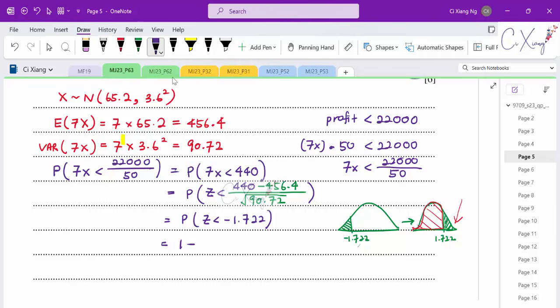Let's continue. I have to take 1 minus 0.9575, which is the red color area that I show here. When you take 1 minus, you can get the small green area on this side, which is also the same as this one. If you didn't make any careless mistake, it should be 0.0425.